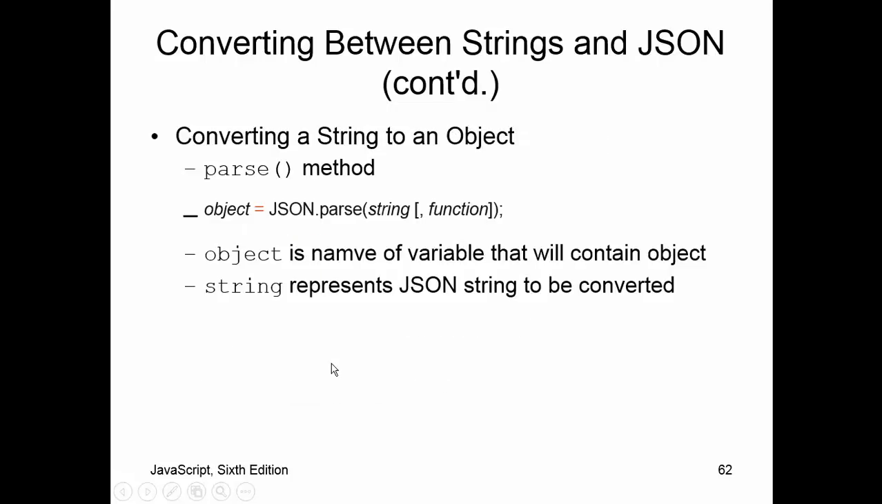One of the reasons that people like using JSON rather than XML is that JSON is very close to the way JavaScript objects look anyway. There's parse, and again, whereas stringify converts an object to a string, parse converts a string to an object.